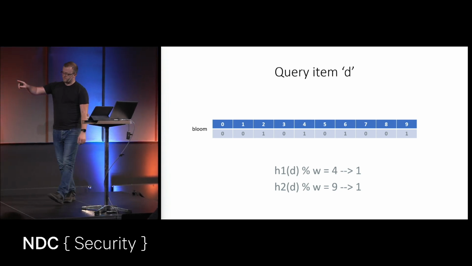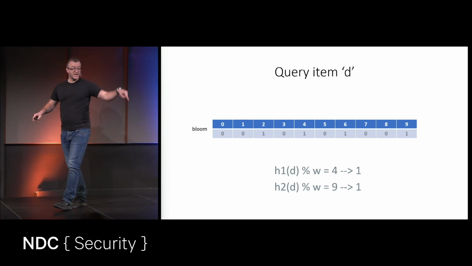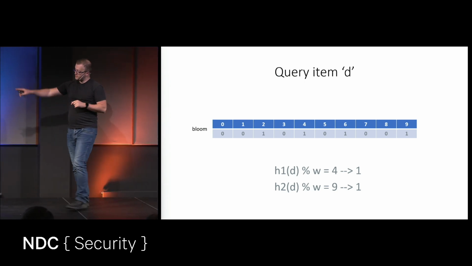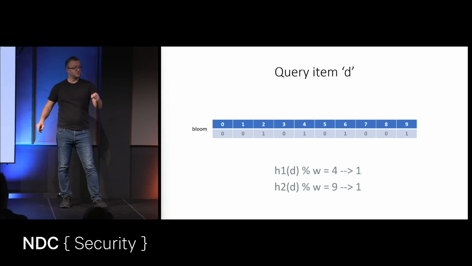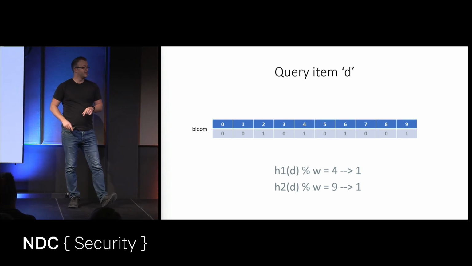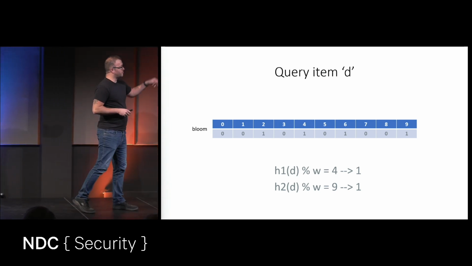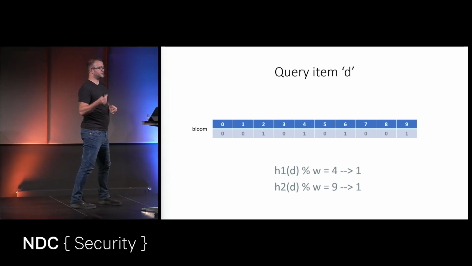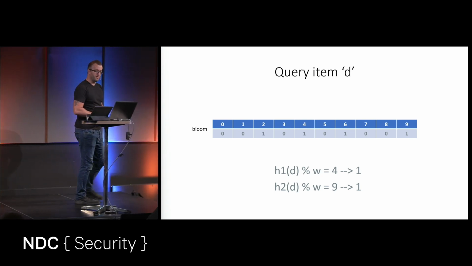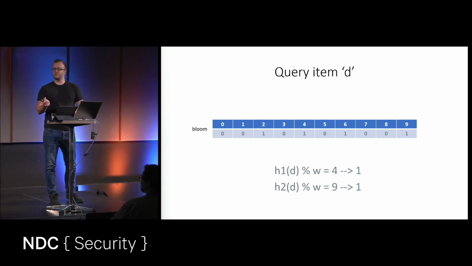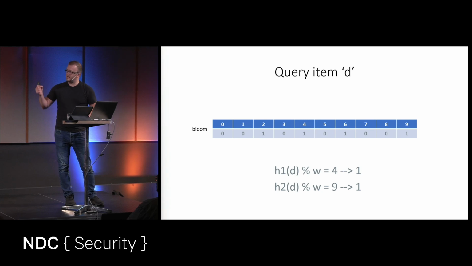Now, the first bit from H1 is set when we set item A earlier, and the second one, index 9, was set from item B. And we've had what we call a collision. So we've now tried to look up item D, and the Bloom filter is going to tell us that we've seen this thing before, but we've not seen this thing before. It looks like we've seen it because the two bits were set by collisions with other items in the filter.